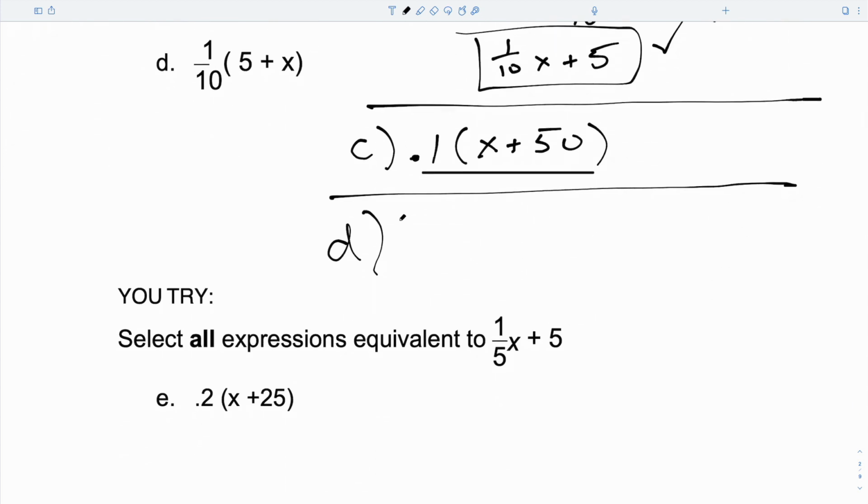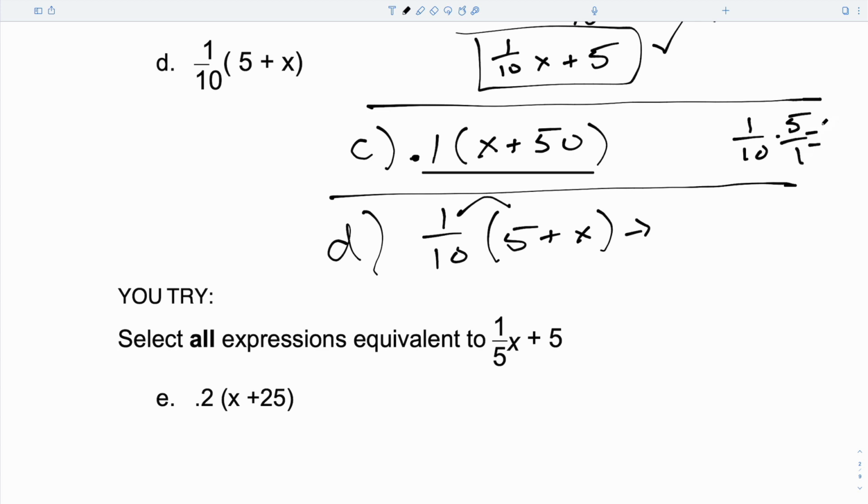One-tenth times 5 plus x. Blake, what do I do first? And what do you get? 5/10 or? Simplify it? 1/2, yeah. So this becomes 1/2 plus 1/10 x. Does that match?